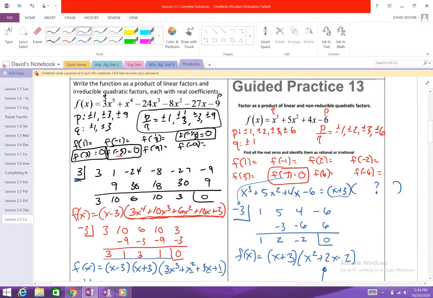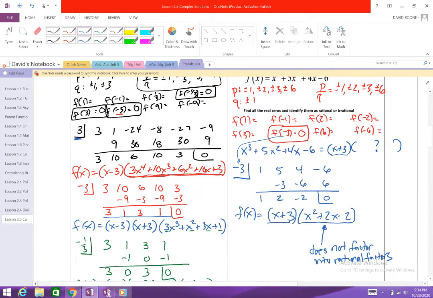And at that point, again, we've got our linear factor. And here we've got an irreducible quadratic factor. In other words, we can't factor that into rational factors. It's as factored as it's going to get. There is a way to factor it to get irrational solutions, and you can use the quadratic formula to look for that. But again, we're not factoring that into the irrational parts. We're looking at factoring this into its rational parts.